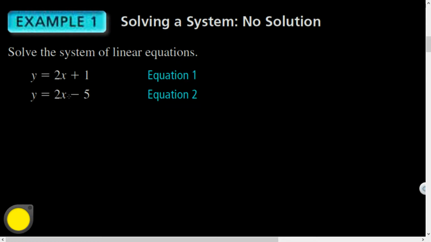So let's try. I'm going to solve by substitution. Why do you think I'm choosing substitution here? Yeah, because there's two excellent weak spots, right? I could solve for this y or this y. Both of those have a positive 1 coefficient. Step 1 for substitution is solve one of the equations for one of its variables. Already done. y equals 2x plus 1. This was already solved for y.